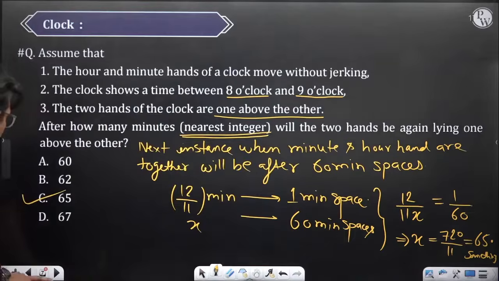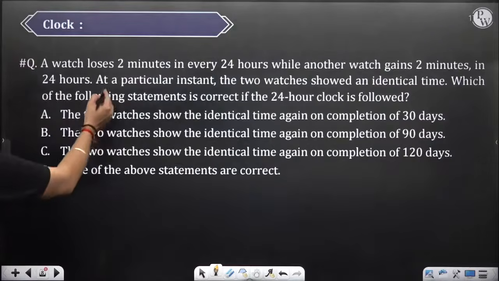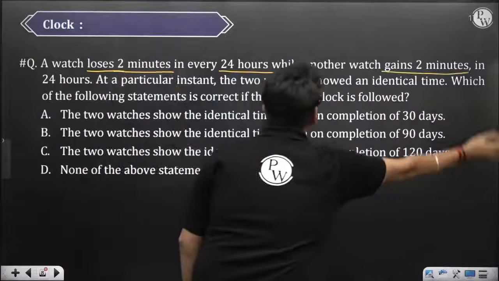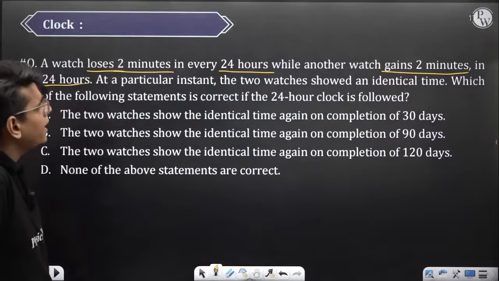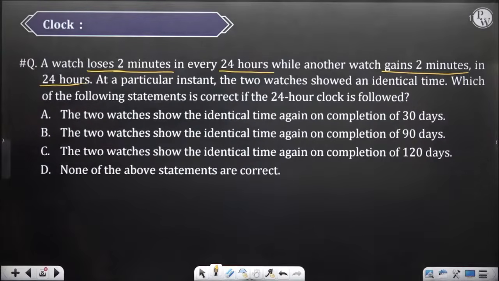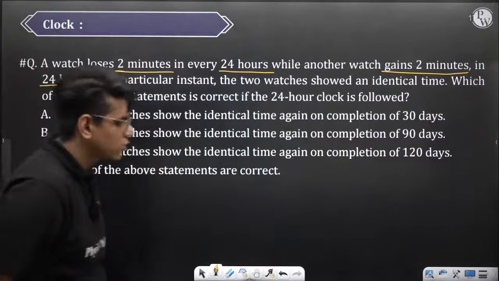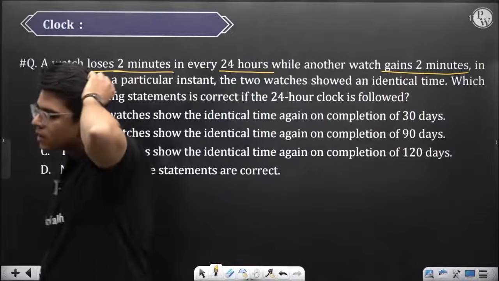Okay, now we will solve another question. Look at this question now. A watch loses 2 minutes in every 24 hours while another gains 2 minutes in 24 hours. Okay, one is losing 2 minutes in 24 hours, another is gaining 2 minutes in 24 hours. At a particular instant, the two watches showed an identical time. Which one of the following statements is correct if the 24-hour clock is followed? Okay, the two watches show the identical time after 30 days. So we have to calculate after how many days the clocks will show the same time again.